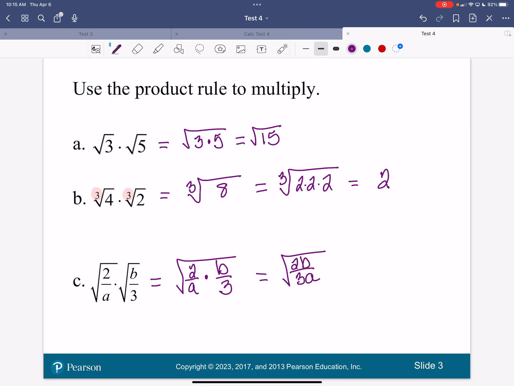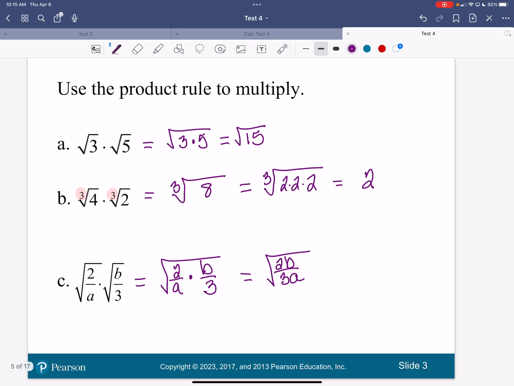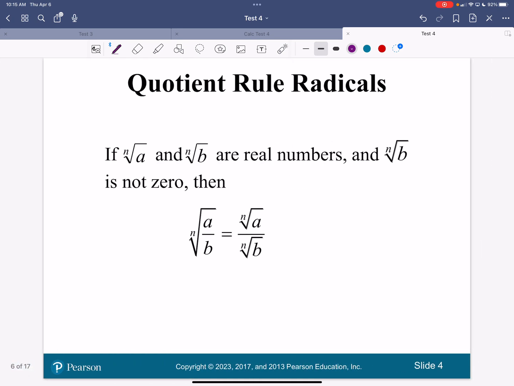Okay, so our next one is we are going to talk about the quotient rule. As long as our index right here is the same, we can break this up. So we can go from the nth root of a over b equals the nth root of a over the nth root of b, or we can go this way. So we can move either direction here.